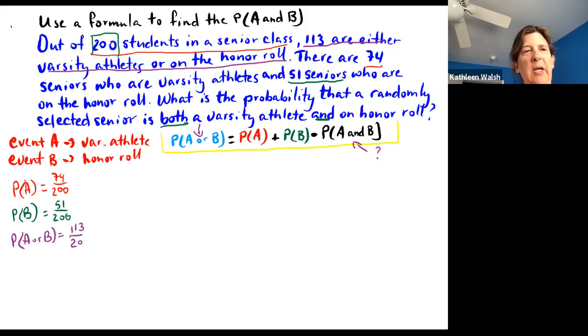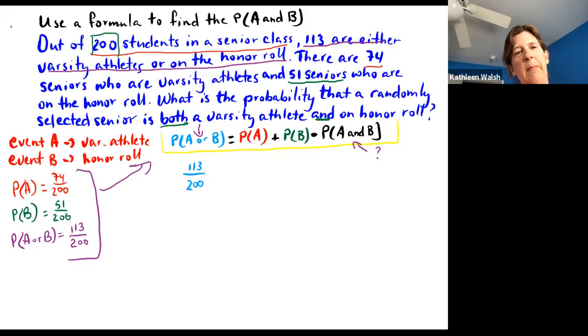And so what do you do with this information? We're going to apply it into our formula over there. Okay, so the probability of A or B is 113 out of 200. I'm plugging in values that I already know. This is equal to the probability of A. Probability of A is 74 over 200. 74 seniors out of 200 are varsity athletes. Do I know the value of the probability of B? Event B is how many seniors are on the honor roll, and we do. We know there's 51 out of 200.